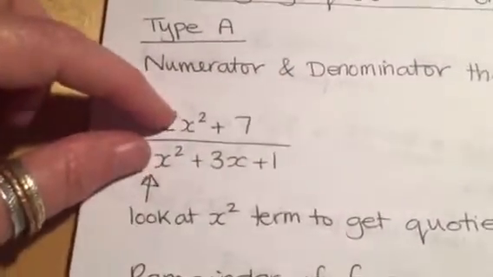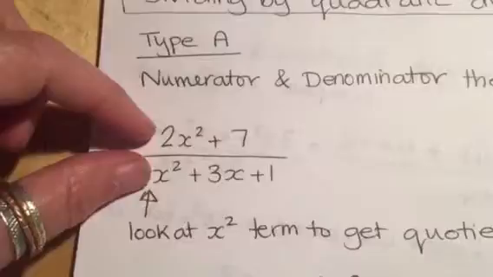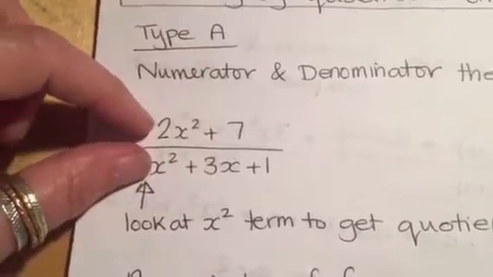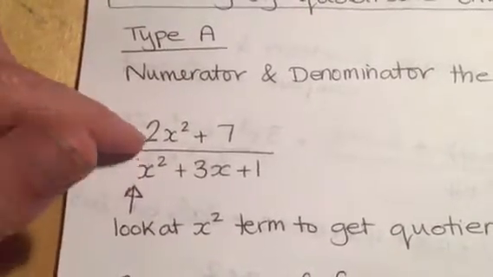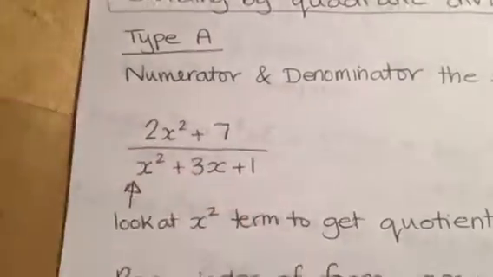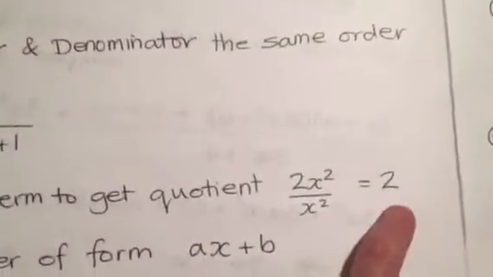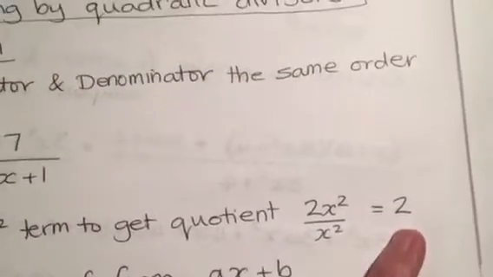So dividing by quadratic, just look at the first terms, look at the x squared terms, and that gives you the quotient. So how many times does x squared go into 2x squared? It goes twice. So your quotient is 2.